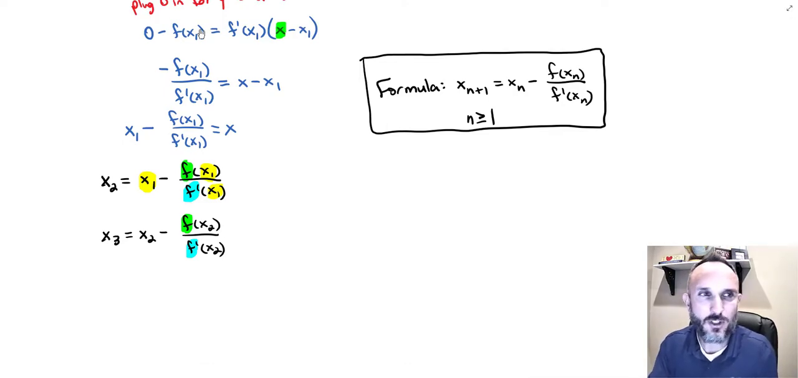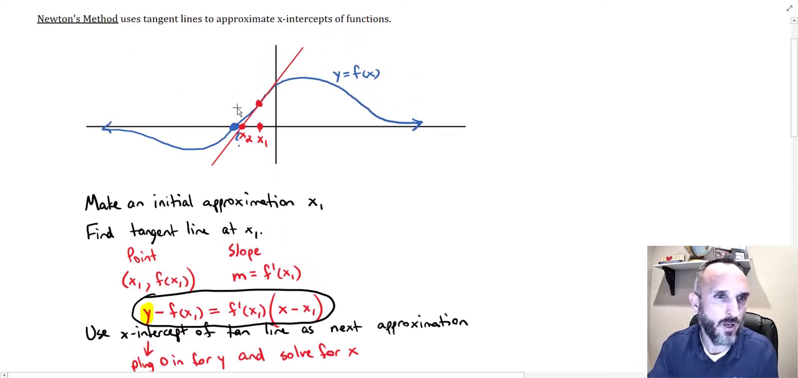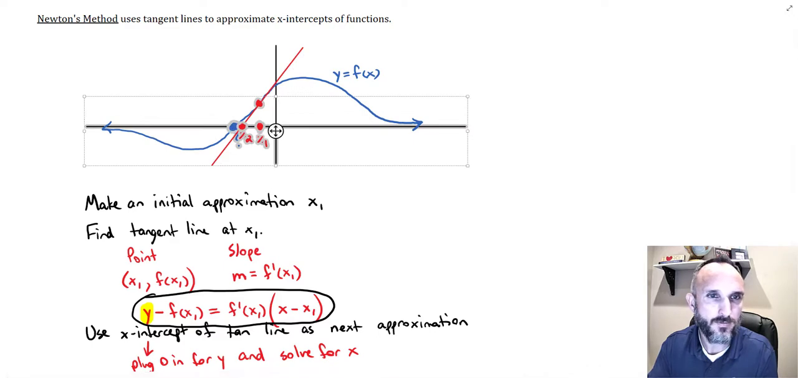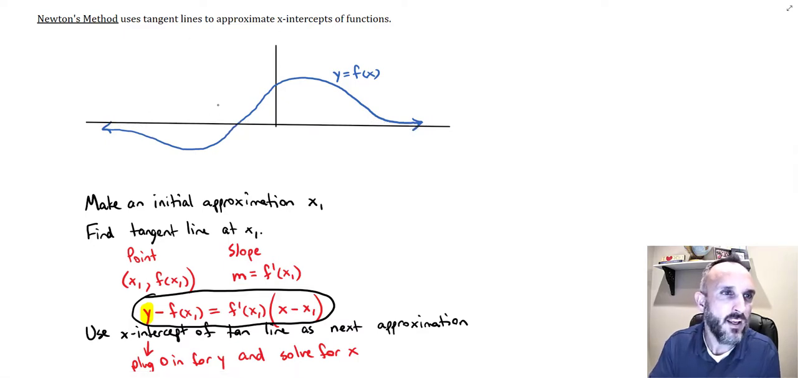Now, let's go back to our picture up here. Let me see if I can get rid of some of this red writing. Got rid of some of it. Let's see what we can do here. I'll try to put that x-axis back. Maybe something like this. Okay. And we're trying to approximate this x-intercept.